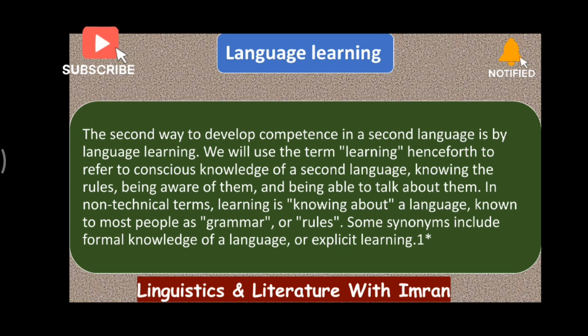So on the one hand, we have implicit learning, that is language acquisition. And explicit learning, that is language learning. Or we can say that language acquisition is a subconscious process, and language learning is a conscious process. In language acquisition, we do not know the rules of a language. And in language learning, we know the rules of a language, like grammar or some rules of a language, right?